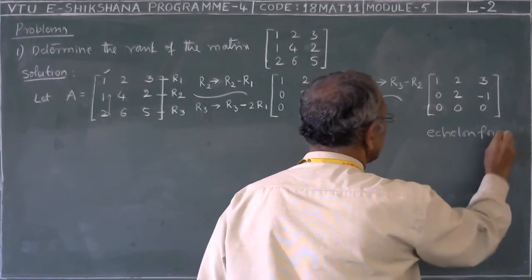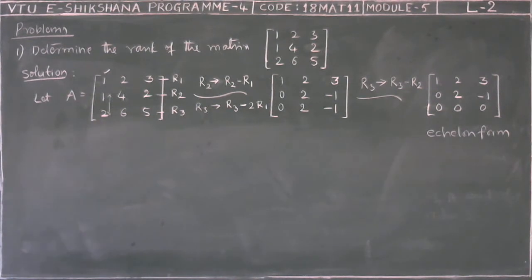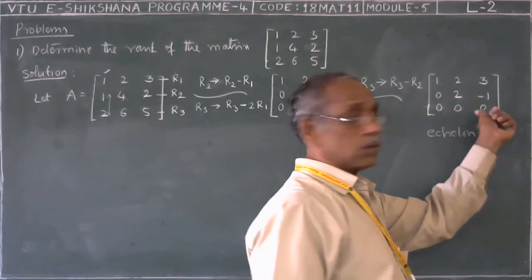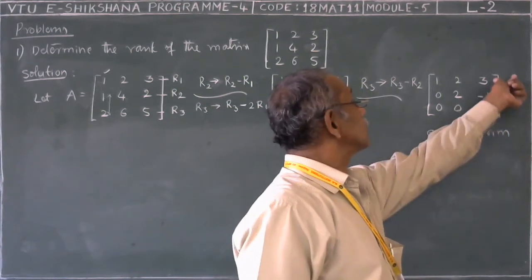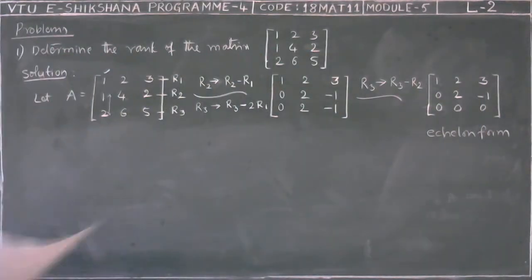Now count the number of non-zero rows in the echelon form. This is a zero row, so not counted. Non-zero row 1, non-zero row 2: 1, 2. So the rank of the matrix is 2.